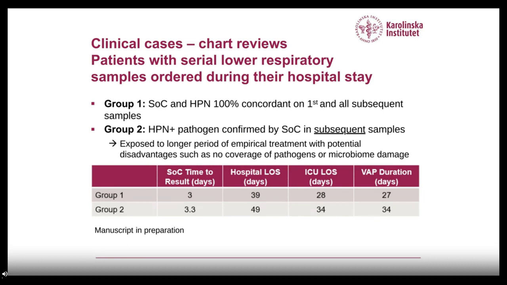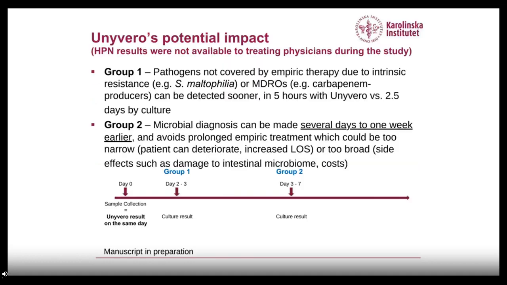We can also see here that the hospital length of stay was longer in group 2, and the ICU stay was longer, and the VAP duration was longer. We do not know if that could have been shorter had we had targeted therapy earlier, but that is at least one possibility that we can draw that potential conclusion from the data set.